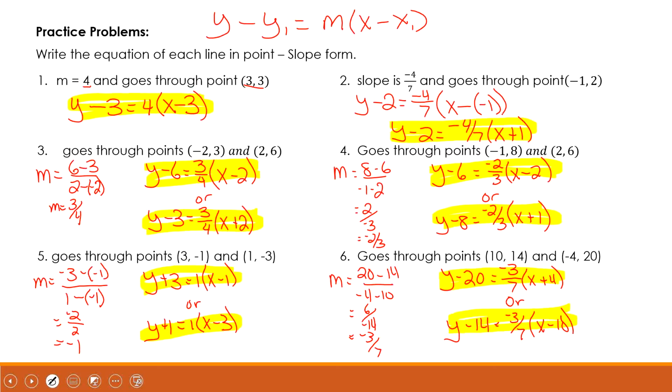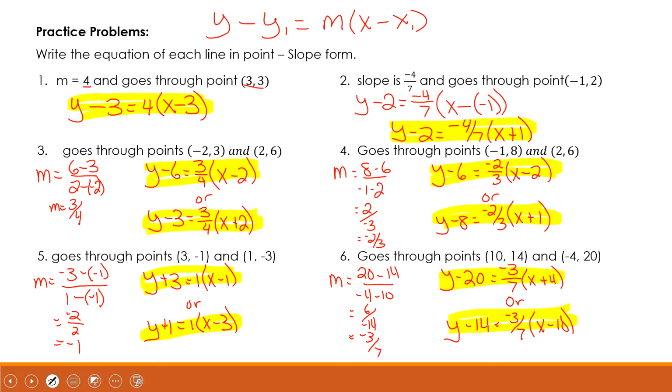3 through 6, we actually had to figure out the slope first. They didn't give it to us, so we have to remember the slope formula. You're going to have to do this on the test. I'm going to give you 2 points, find the slope, plug it into our equation to find the right answer. So you're going to have to remember the slope formula and how to use it. It's going to be on the test for you. It's also going to be in your notes that you're going to be able to bring in.